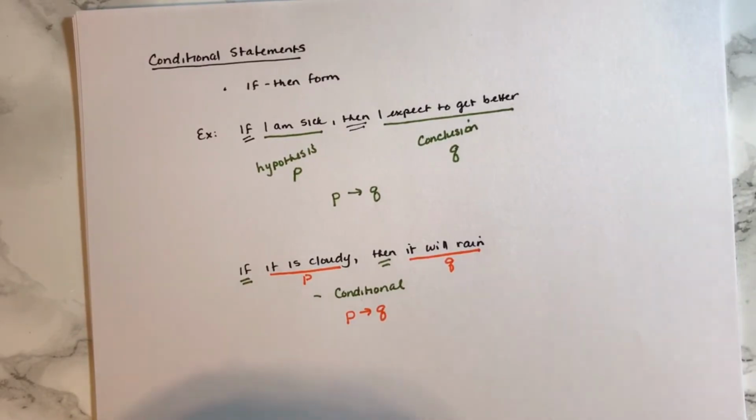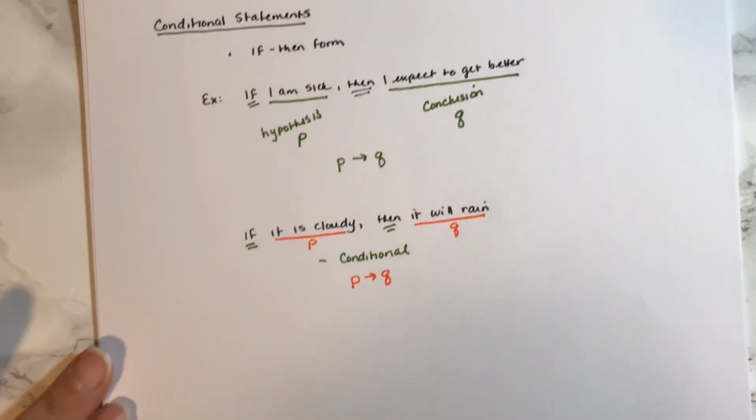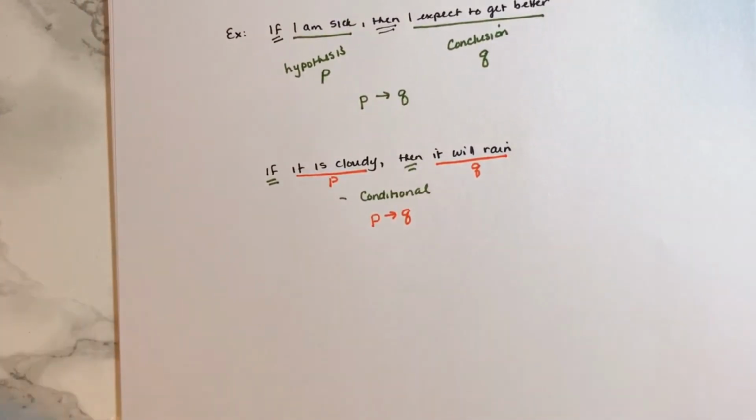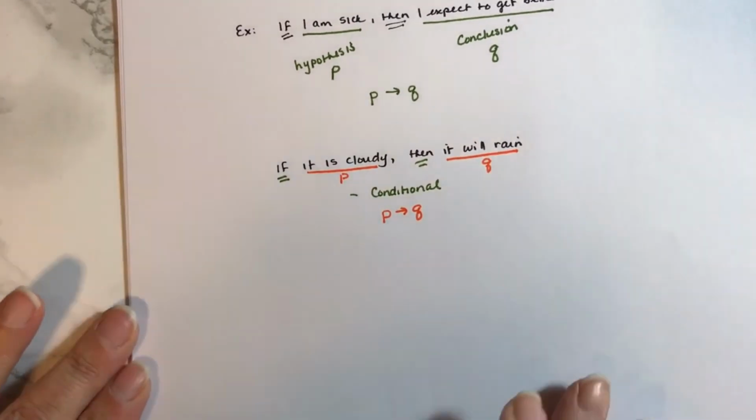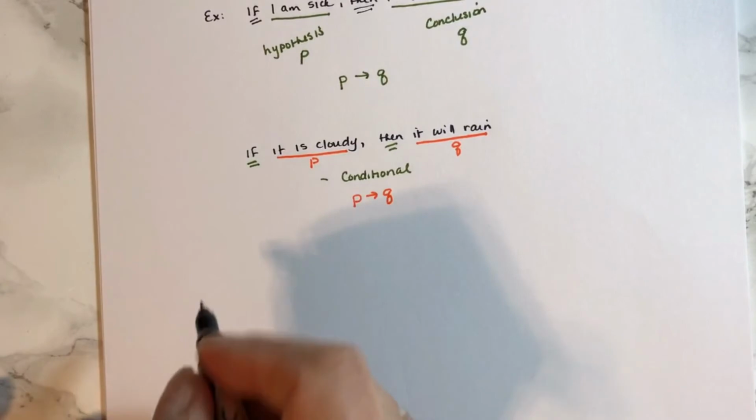Now, things can happen with conditional statements, all right? And they're called the inverse, the converse, and the contrapositive. So, this is really hard to do from home, I think. I mean, I don't know.